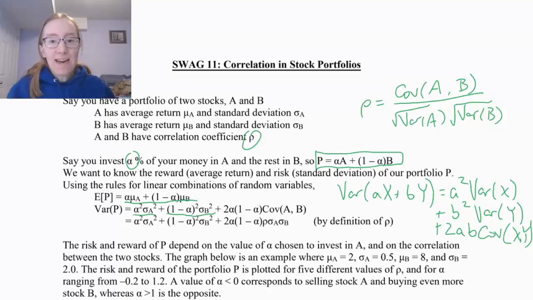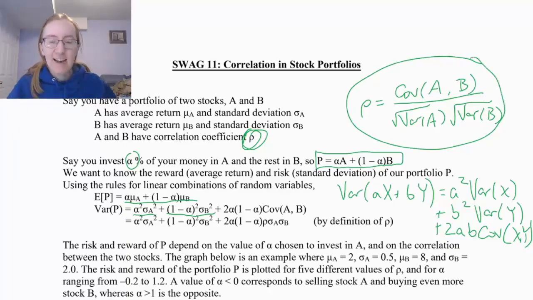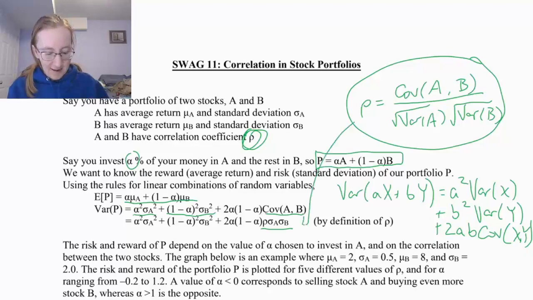But remember, we're not given the covariance between A and B, we were given the correlation. So we have to invert this definition, and that gets us that the covariance of A and B can be replaced by rho times the standard deviation of A and the standard deviation of B. That's just taking this and applying it there. Sigma A and sigma B are just numbers, and alpha is our parameter. So this variance of P is expressed in terms of numbers and this unknown quantity alpha, which is how much we're investing in one particular stock.